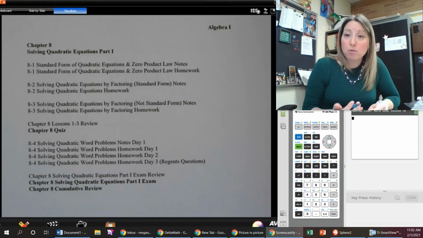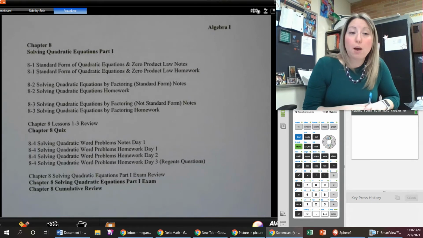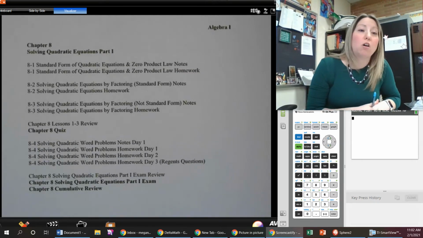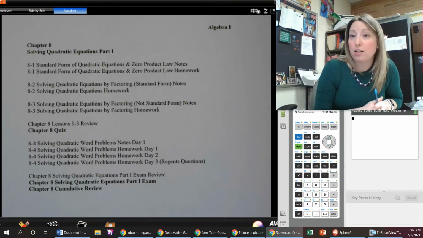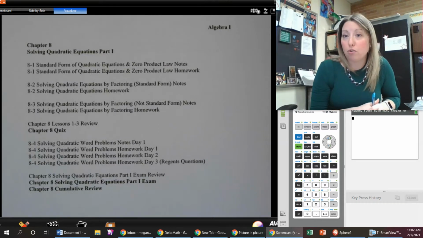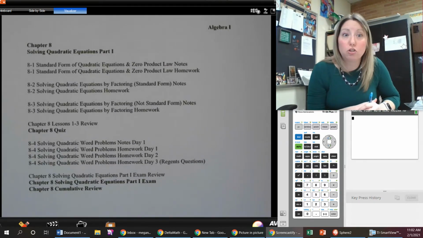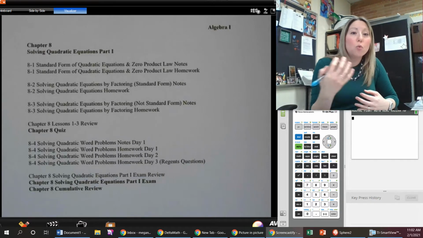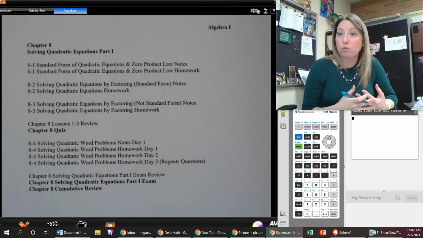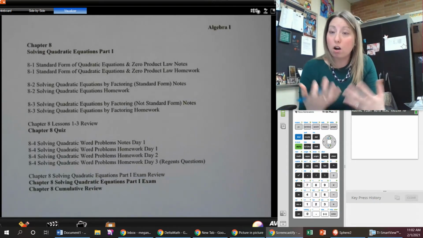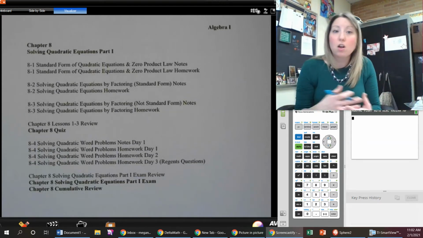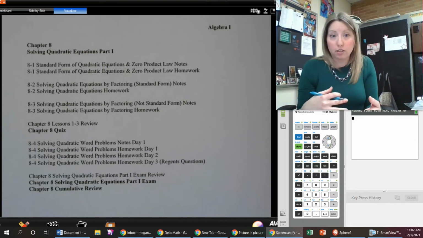So today I'm going to start talking about chapter 8, lesson 1, which is all about standard form of quadratic equations and something called the zero product law, which I will get into. Then, of course, we move into solving quadratic equations by factoring, the whole deal of basically the entire chapter. We'll do that in standard form and non-standard form.